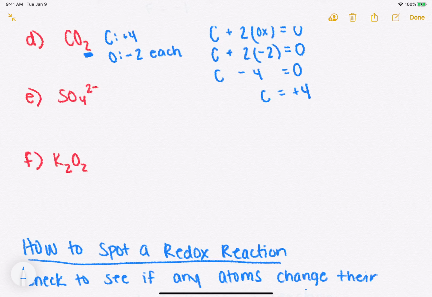Okay, so next one is SO4 2-. Rule number 1, is it a free element? No. Rule number 2, is it a monoatomic ion? No, it is a polyatomic ion, but rule number 2 only applies to monoatomic ions. Rule number 3, the sum of all oxidation states has to equal the charge. We can work with that. So we have the oxidation state of S plus 4 times the oxidation state of oxygen, I'm going to abbreviate that OX again, is going to equal -2 because we have this 2 minus charge here.